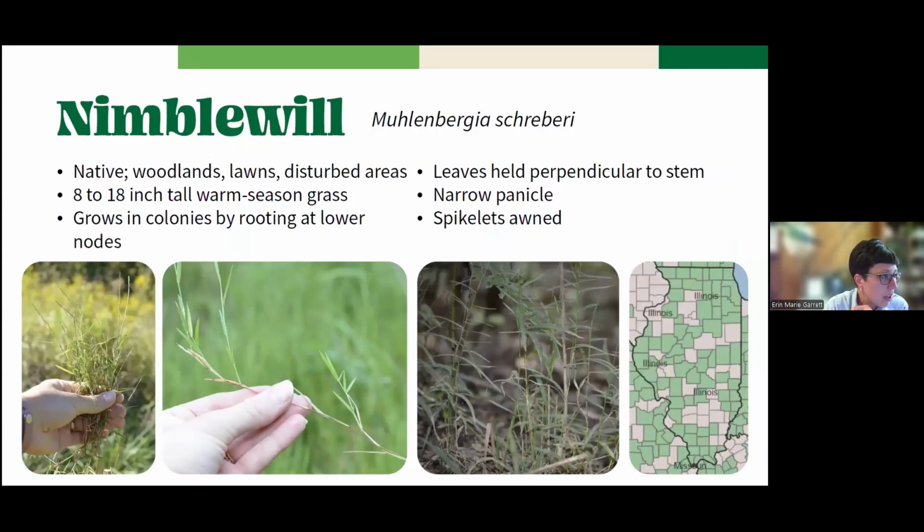Okay, the next one we're going to look at is called Nimblewill. You might know it as nimbleweed. That's another name for it that a lot of people use, but we're going to go with Nimblewill. It's in the Muhlenbergia genus, and there are, I want to say like 14 different grasses in this genus. And it is a native grass, but as you could guess, by the fact that people call it nimbleweed, it is definitely pretty weedy. You can find it in a lot of different habitats.